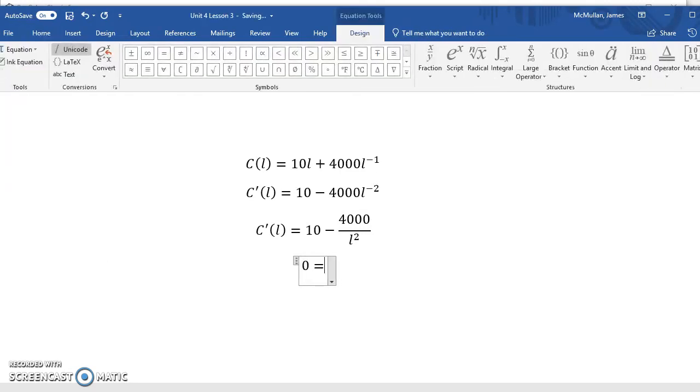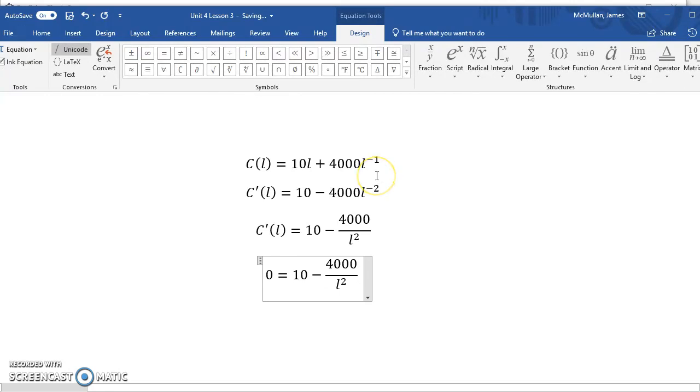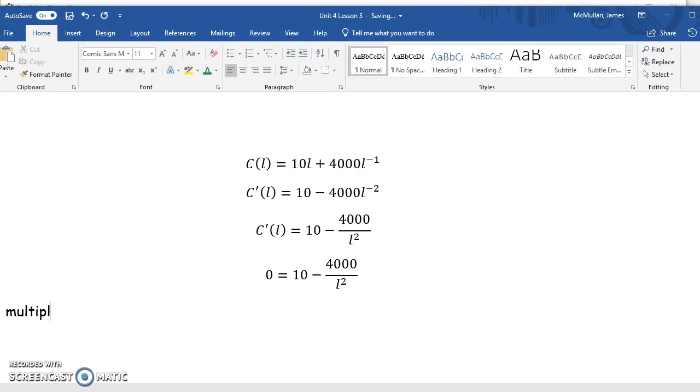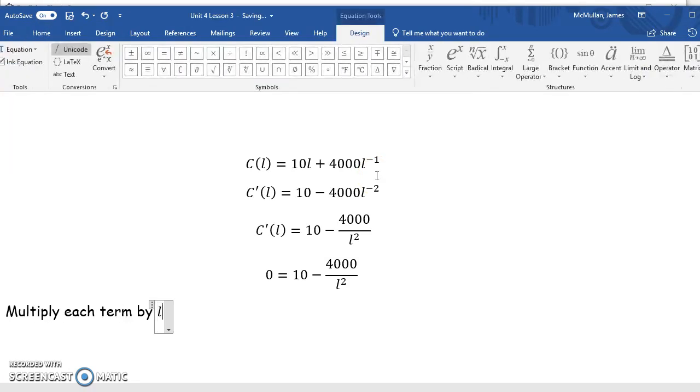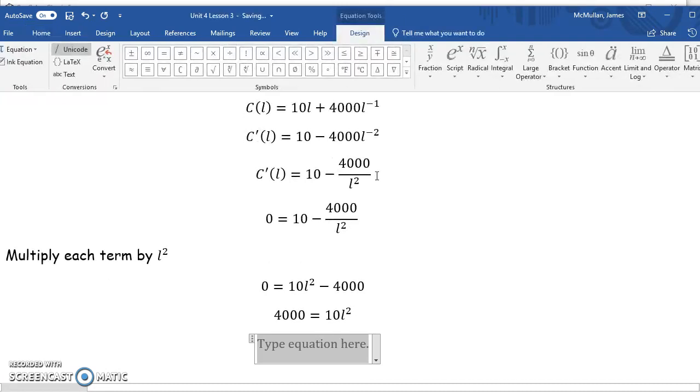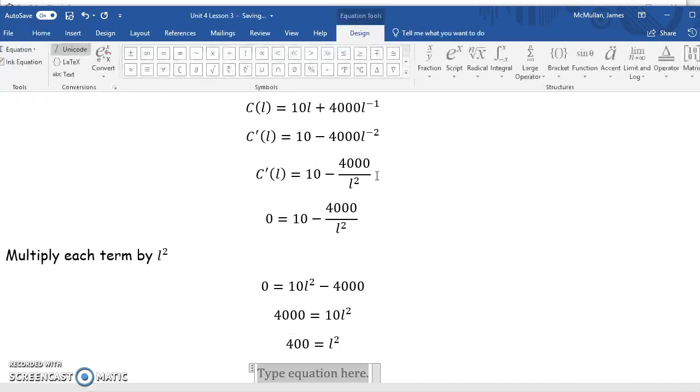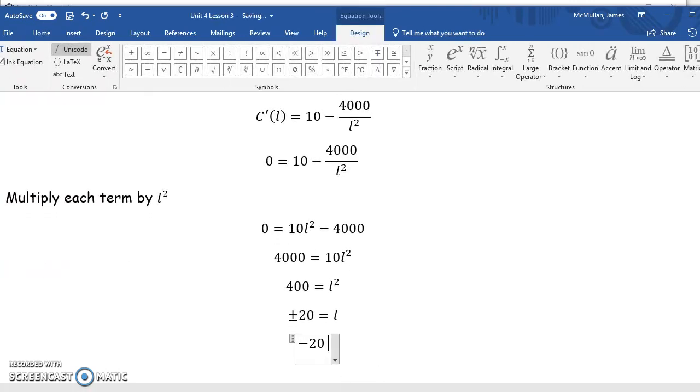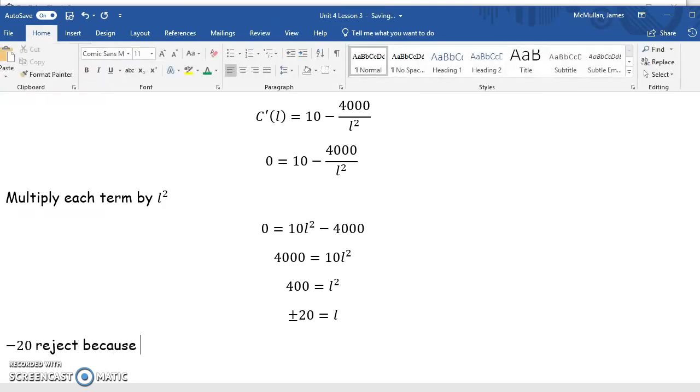Okay, and we get that. This we're going to set equal to 0, 10 minus 4,000 over L squared. And, as usual, we want to get rid of that denominator, so we're going to multiply each term by L squared. And what that does, of course, 0 times L squared is still 0. We get 10L squared, and then we get minus 4,000. That denominator has canceled out. To solve the problem, we end up with 4,000 equals 10L squared, which means 400 equals L squared, which means plus or minus 20 equals L. Now, minus 20, I'm going to reject because it's outside the domain.